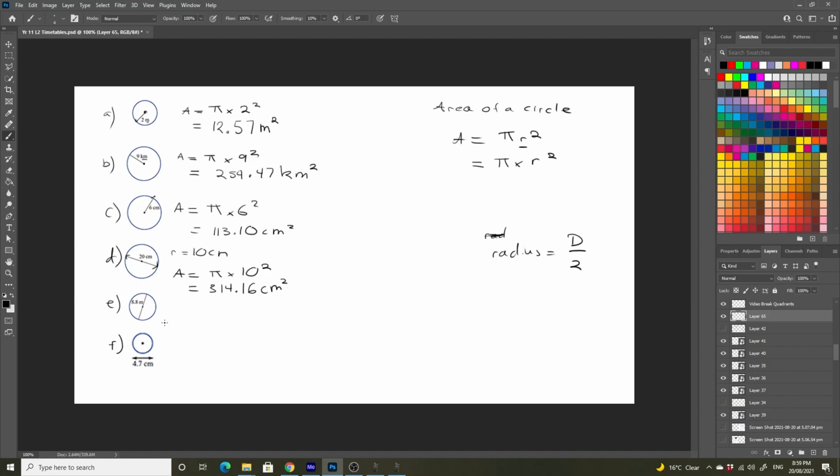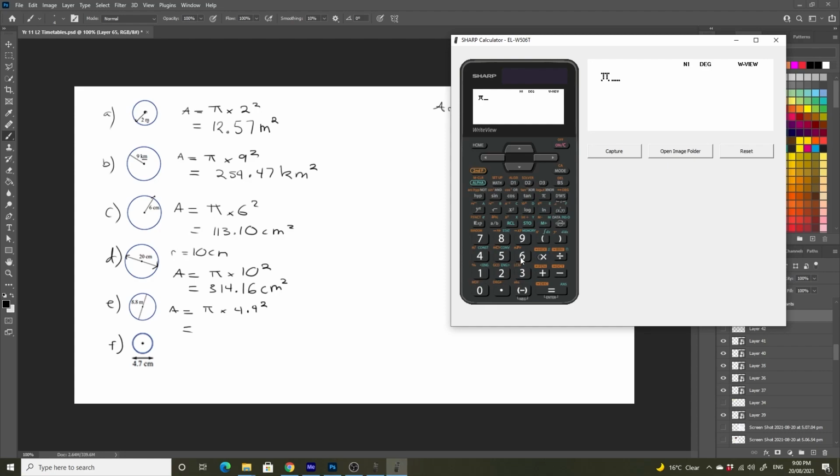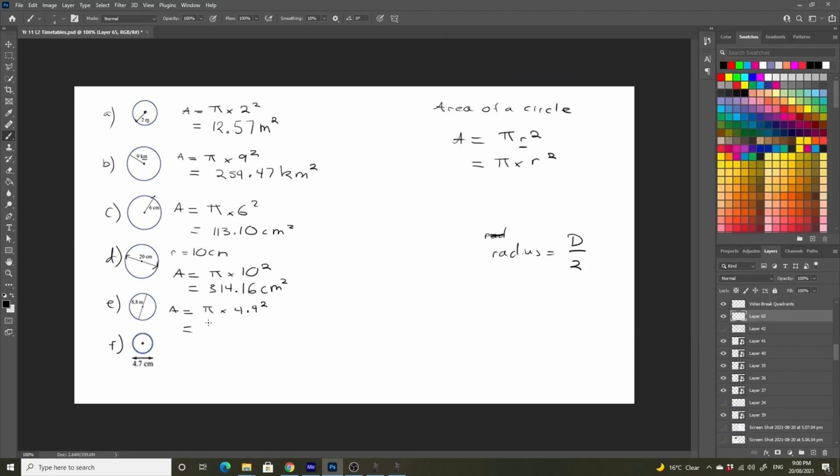Next one, we've been given the diameter again. We've gone straight across through the center, so the radius is going to be half that diameter, and half of 8.8 is 4.4. So A is going to be equal to pi times 4.4 squared. And our area is equal to 60.82, and that's in meters, so meters squared.